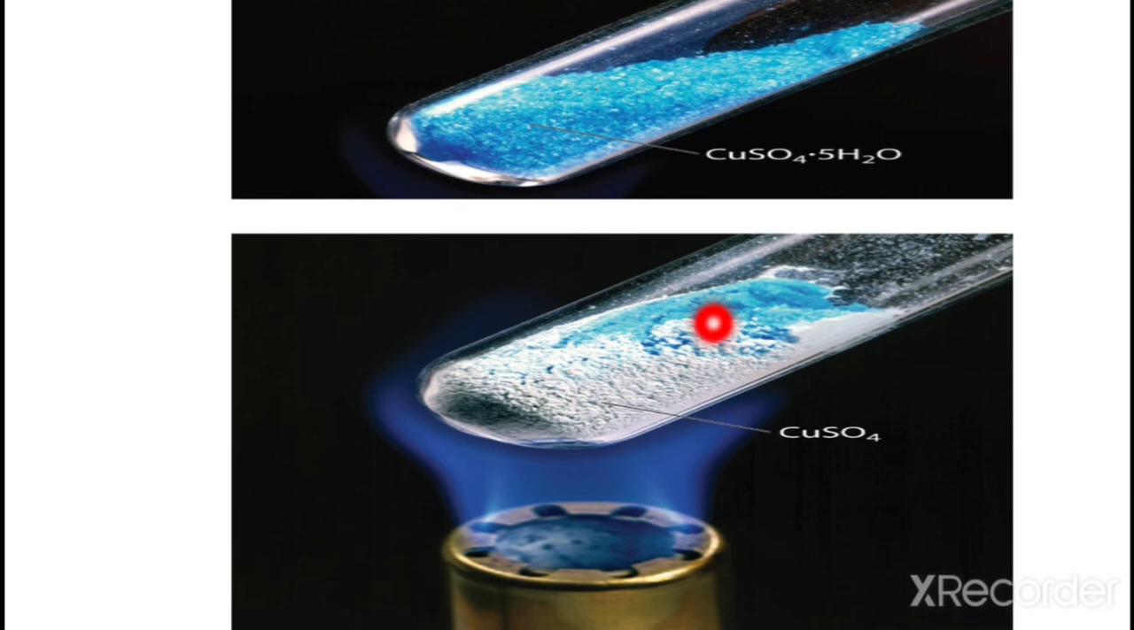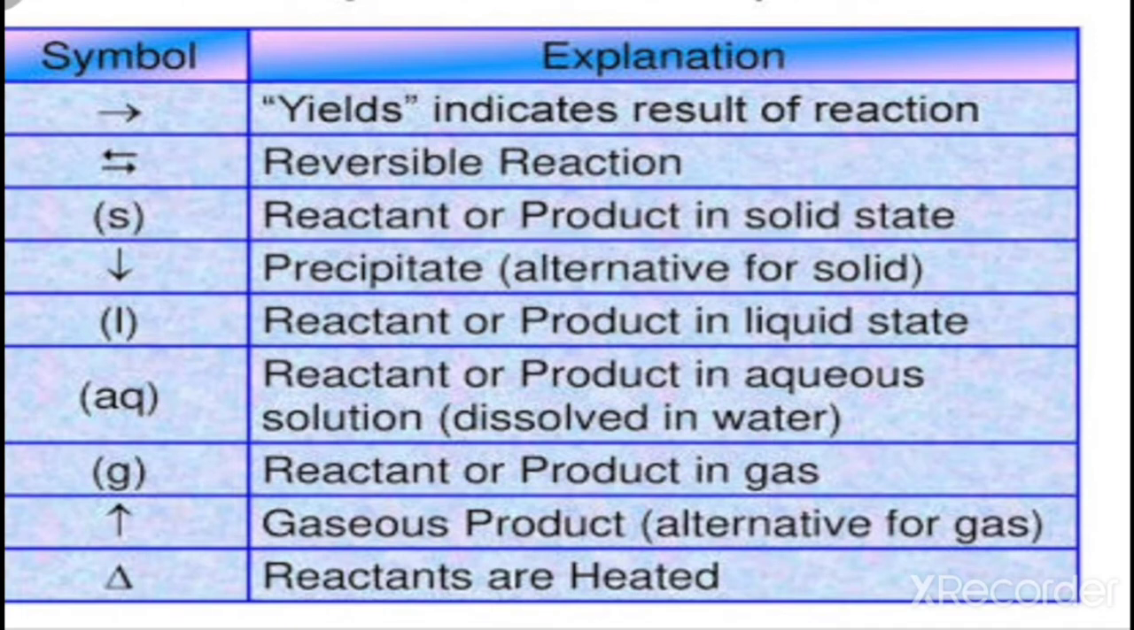In the reaction, some symbols and their explanations are given here. This arrow indicates the result of a reaction: reactants give product. This other arrow is a reversible arrow. We can use it for a forward and backward reaction. You will learn this in higher classes. Within the bracket, an S means the reactant or product is in the solid state. They give additional information about the reactant and the product.